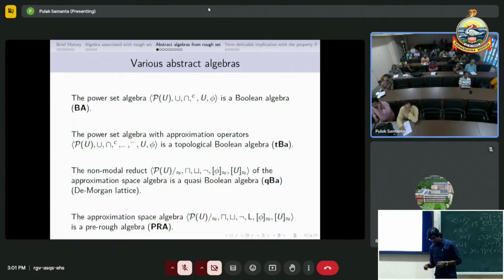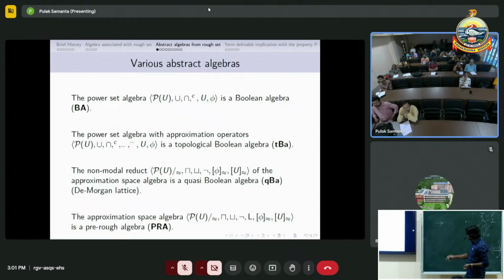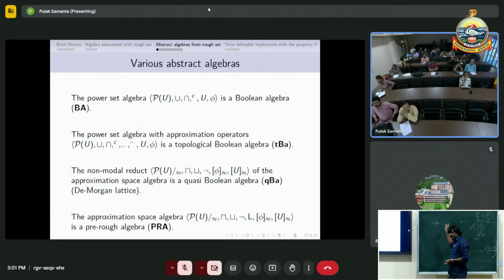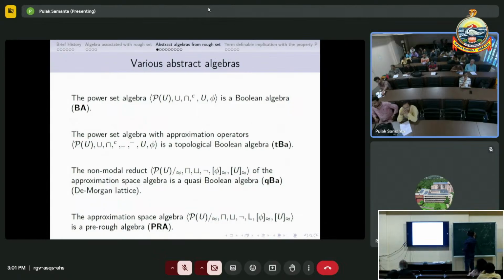Our motivation is to find such an algebra where we can have one term-definable implication within that algebra. That means this implication can be defined in terms of other operators within the algebra. This is going to satisfy the property P. What does the P property mean? This will go to the top if and only if we can achieve the order.